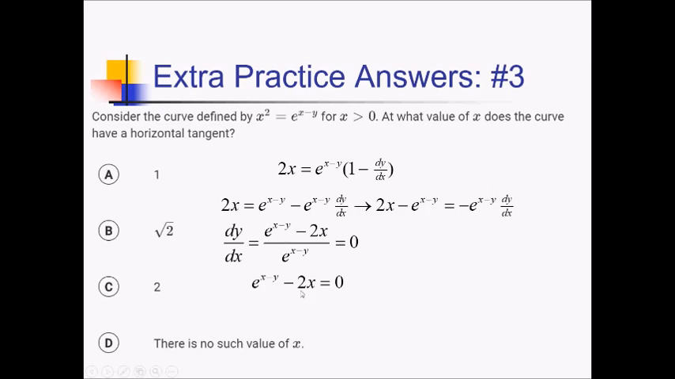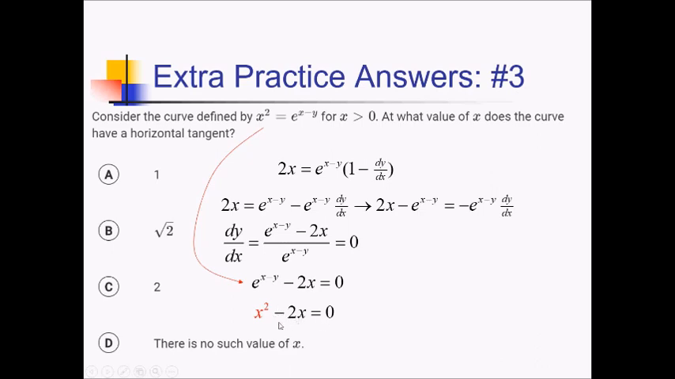If we look back at the original equation here, we see that e to the x minus y is actually algebraically equivalent to x squared. Wherever I see an e to the x minus y, I can replace that with x squared. Well, here's an e to the x minus y. So I'm going to plug in x squared for this e to the x minus y. And that leaves me with the much nicer equation of x squared minus 2x equals 0.